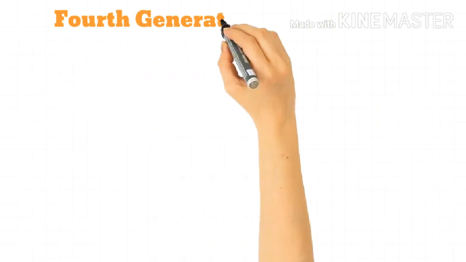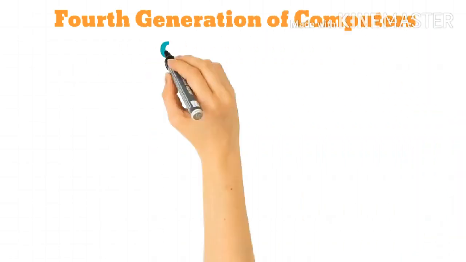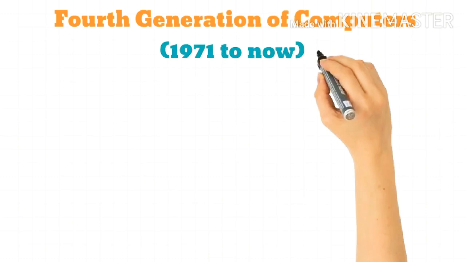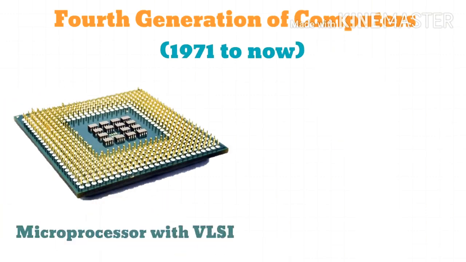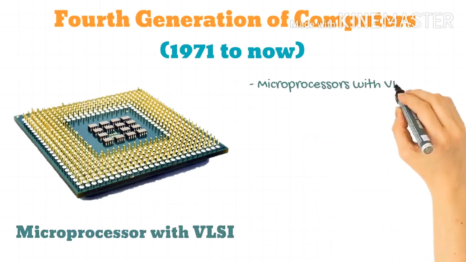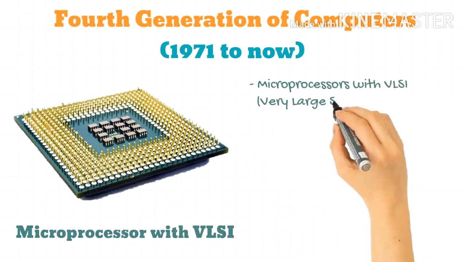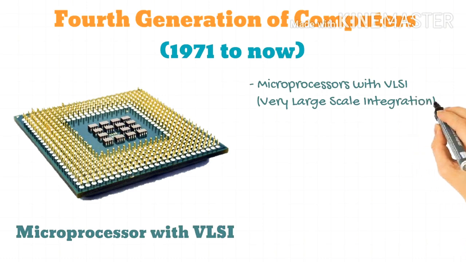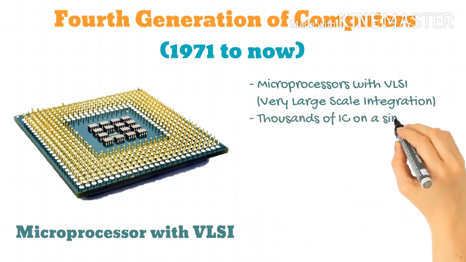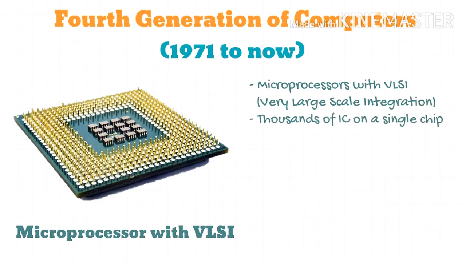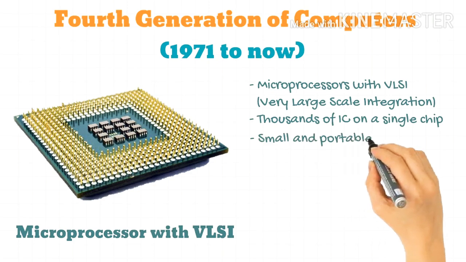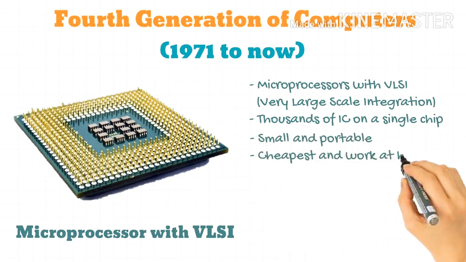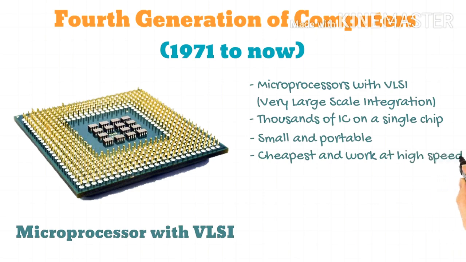The fourth generation of computers started from year 1971 to now, with the advent of the microprocessor, which used VLSI or very large scale integration technology, which has thousands of ICs on a single silicon chip. This made computers small and portable. They were cheapest and could work at high speed.